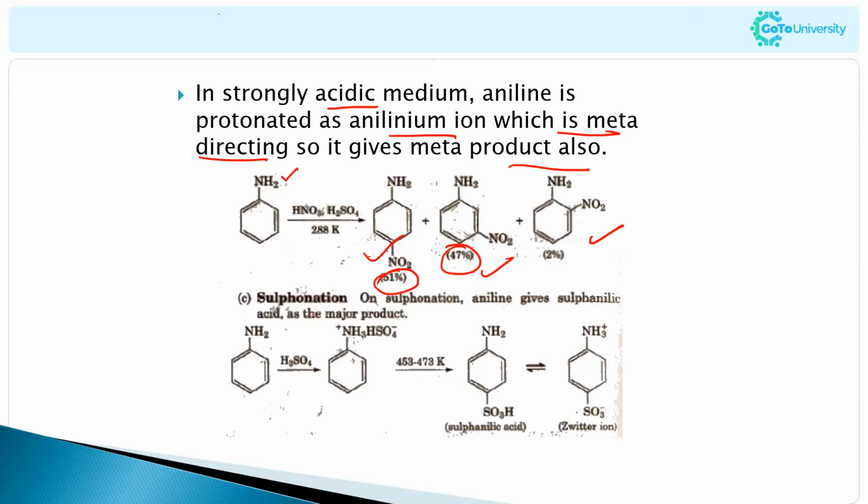That's it. Now coming to the sulfonation. Sulfonation means we are introducing HSO3. This group will be introduced, right? So this can be done by treating with sulfuric acid at a temperature 453 to 473 Kelvin. They will produce sulfanilic acid and zwitterion. So this is the reaction.